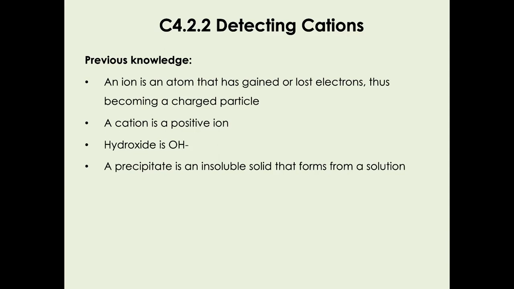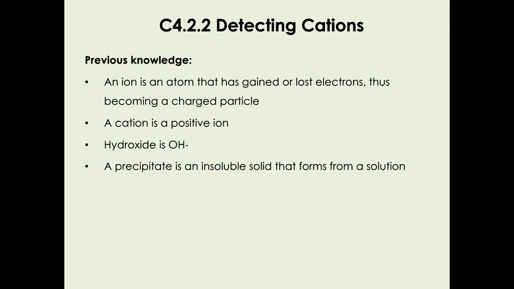First of all, an ion is an atom that's gained or lost electrons. We know that electrons are negative, so if it's gained an electron, it's going to become negative. And if it's lost an electron or more than one electron, it's going to become positive. Either way, it becomes a charged particle, and that's what an ion is. It's an atom that's become charged.